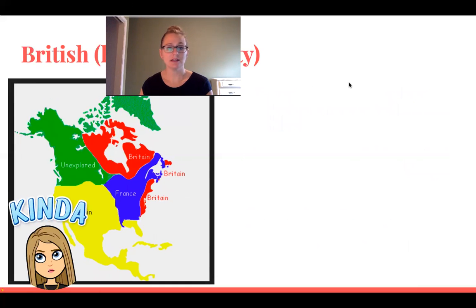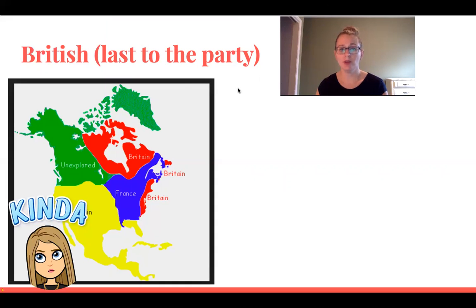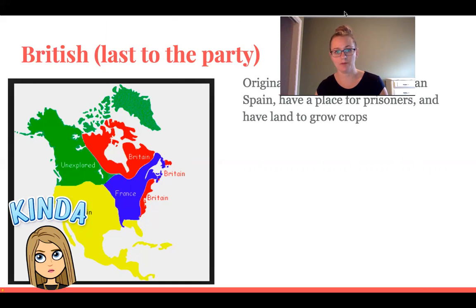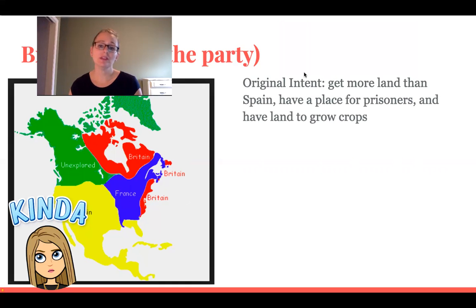And then lastly, we're going to talk about the British, who are really kind of the last to the party. They're going to have the biggest influence. Oops, let me move out of the way. They're going to have the biggest influence. Their goal originally is to try and become more powerful than Spain, so end up getting more land than Spain. They really wanted to use the colonies that they were going to create as a place that they could send prisoners.